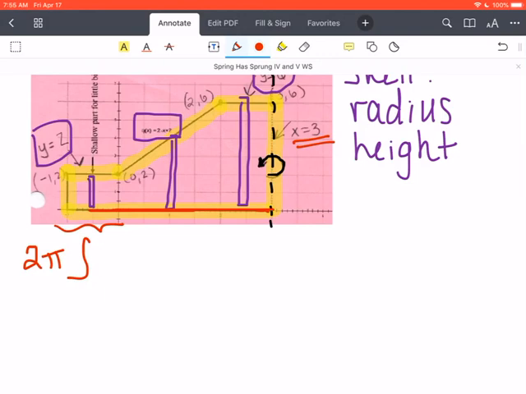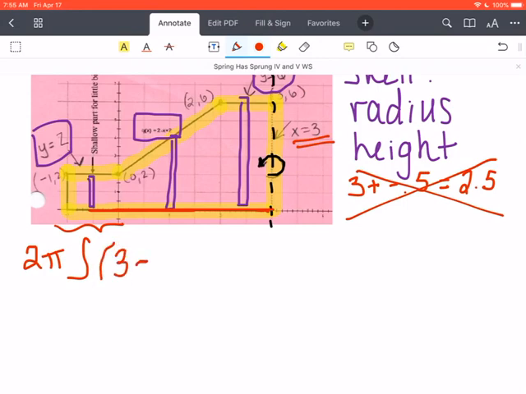But look where my representative rectangle is right now. If I said 3 plus x, that would be 3 plus about -0.5. What is 3 plus -0.5? That would be 2.5. And we just said that the radius is going to have to be greater than 3. So in this case, and like I said, every case is a little different. That's why we can't memorize. Our radius is going to be 3 minus x. What's 3 minus -0.5? That is 3.5 because that double negative makes the positive.